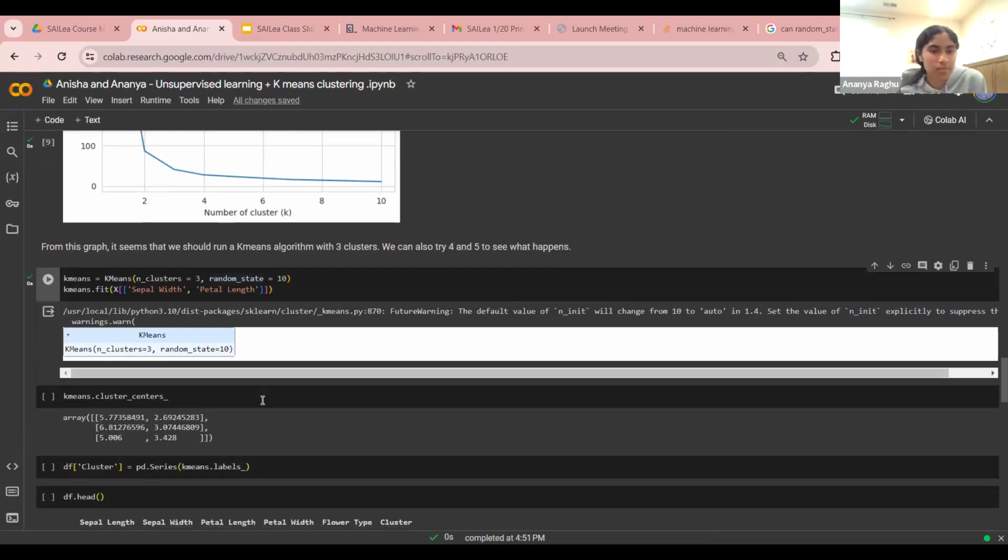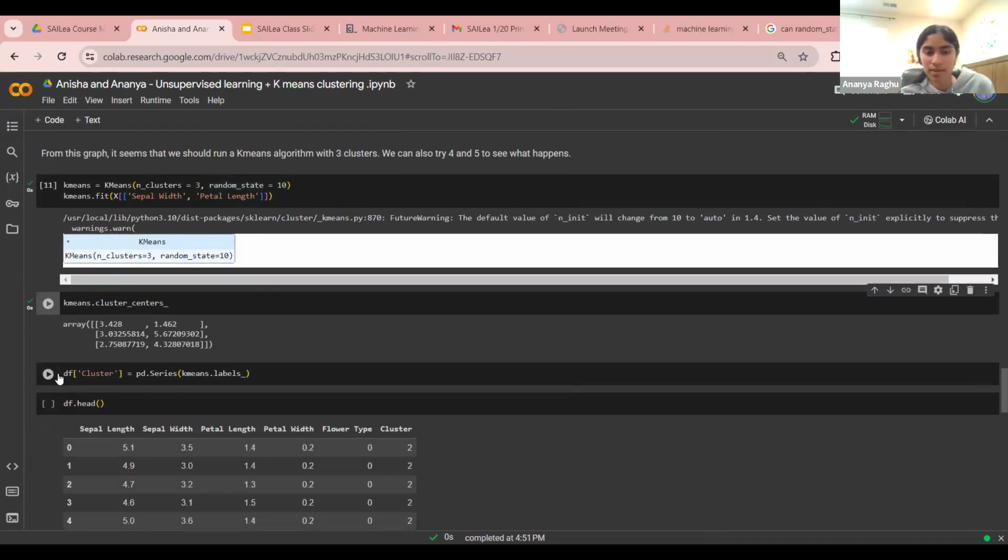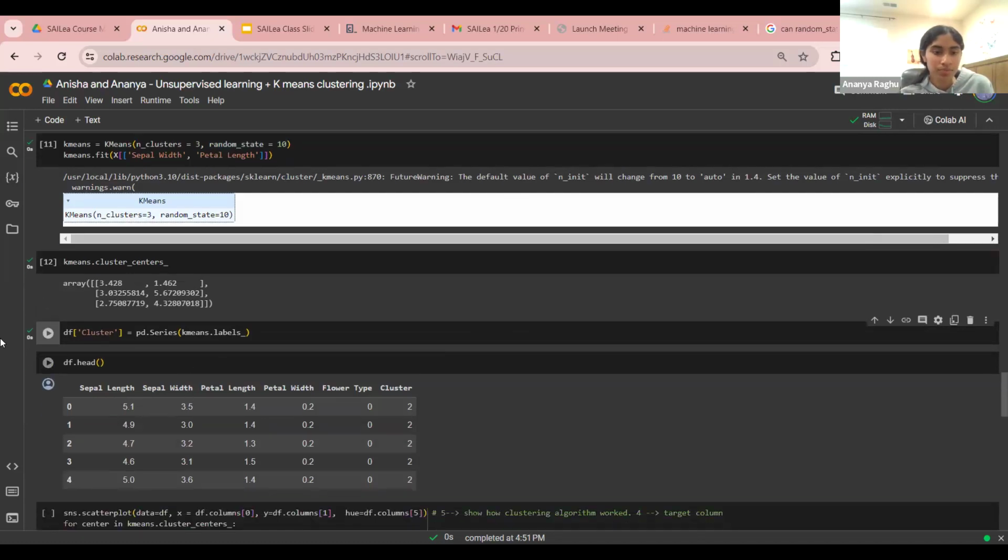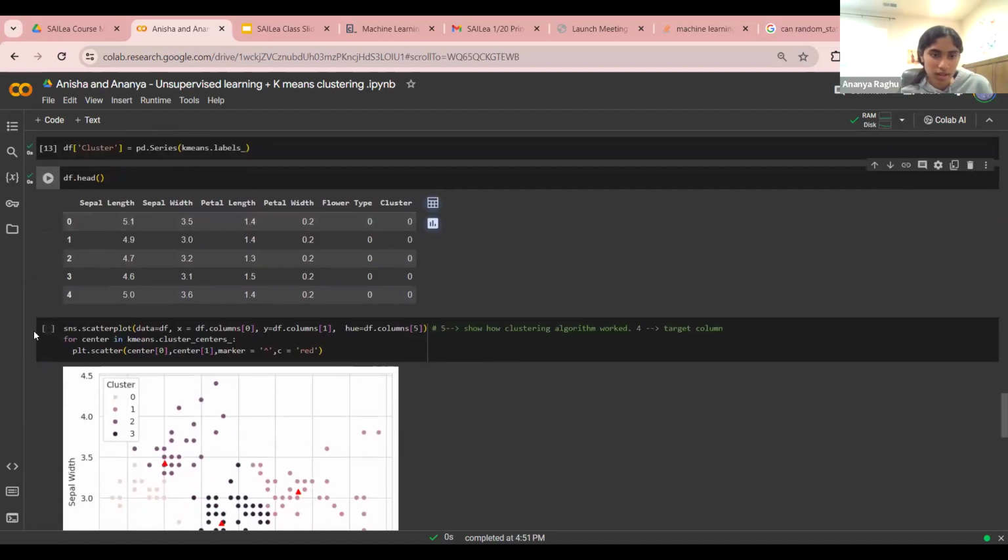So now we've just fitted our model using these 2 new columns as the features to cluster on. And now we can see what the cluster centers are and visualize them the same way we did again. So you create the column corresponding to the cluster output, or how each flower type was clustered. And now we can visualize how this looks.